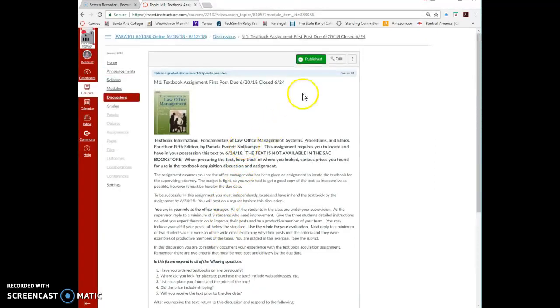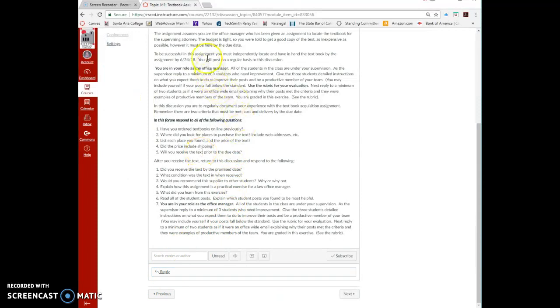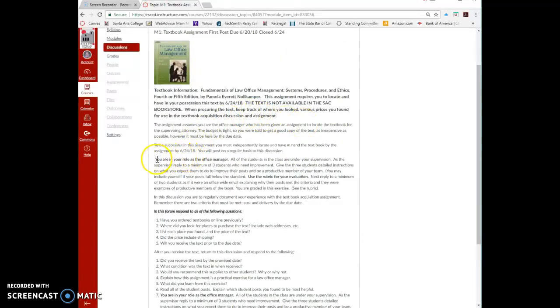Now this is a discussion, so what you will need to do is follow the directions through the discussion. Now, this is a law office management class. Each one of our discussions, in addition to answering whatever questions you need to answer, there is a section where you are the office manager. So you will need to go in and, to a minimum of 3 students, tell them the same way that you would if you were the manager and giving them an evaluation, what they can do to improve to become a better member of the team. In addition to that, you need to tell 2 students what they are doing correct, what they are doing right.